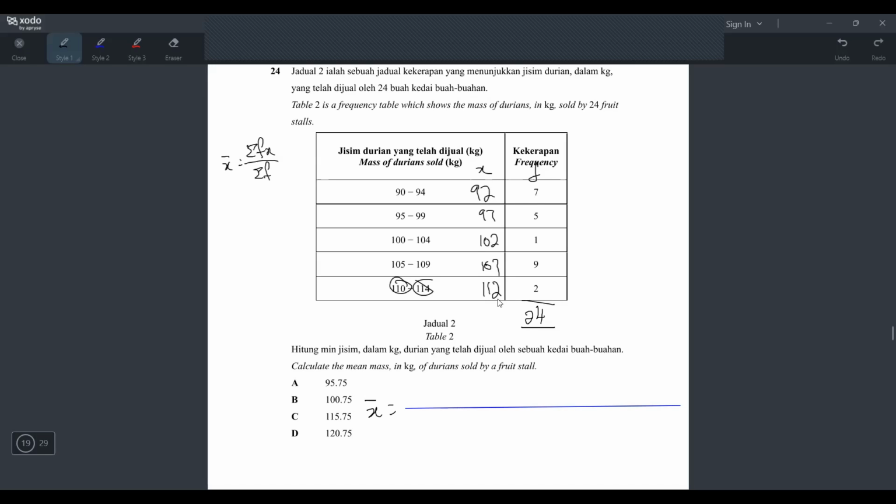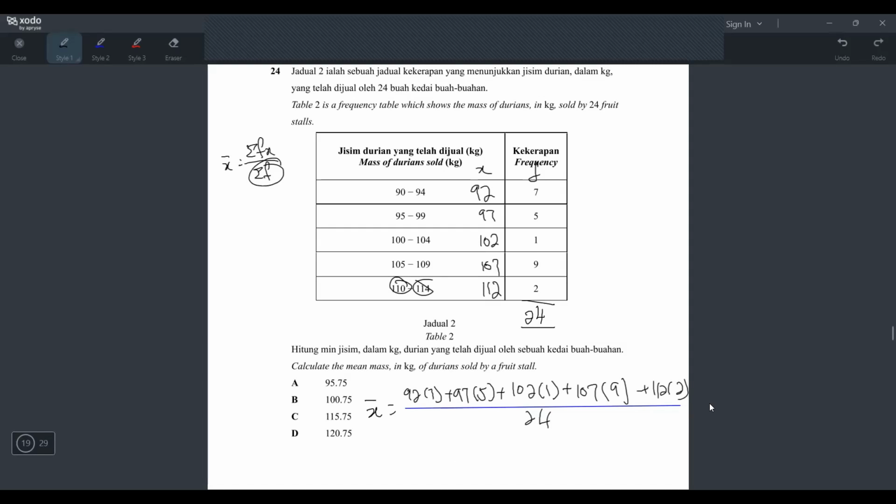So now what you do is you take your x, which is your midpoint, times the frequency. So 92 times 7 plus 97 times 5 plus 102 times 1 plus 107 times 9 plus 112 times 2, divided by what? The sum of frequency, the total frequency, which is 24. So you press all these, then you will get your answer.